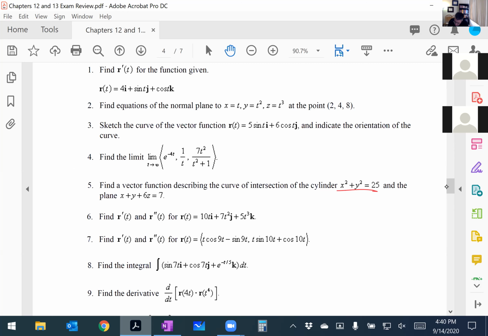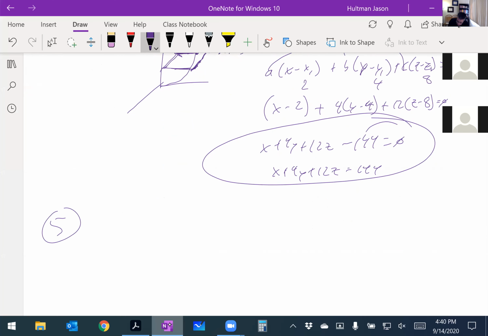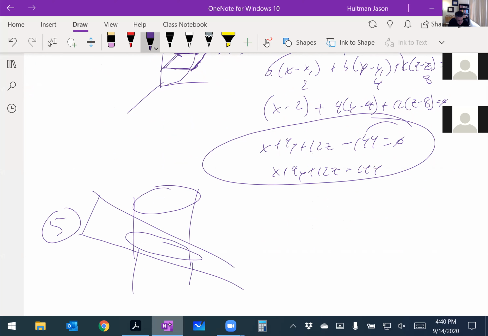And the plane, so we want to find the vector describing the curve of intersection of these two, right? So again, a picture is worth 1,000 words. We have a cylinder and we have a plane. So we have the cylinder x squared plus y squared equals 25, and then this plane, x plus y plus 6z equals 7. And they're intersecting. We want to describe the space curve that describes that intersection.